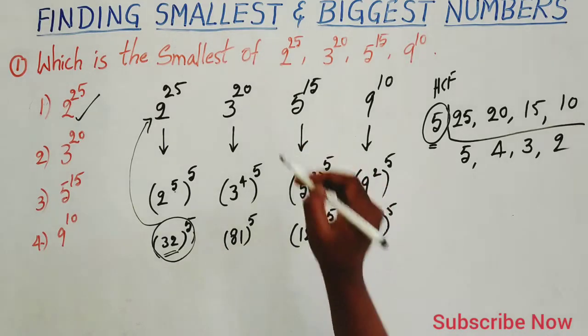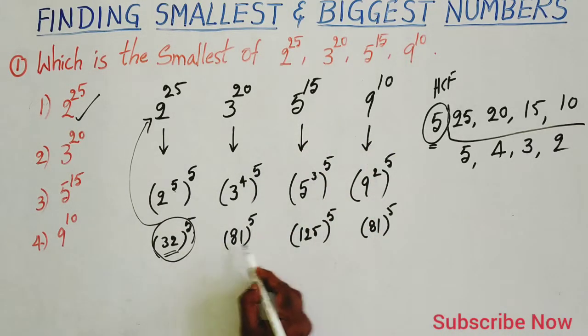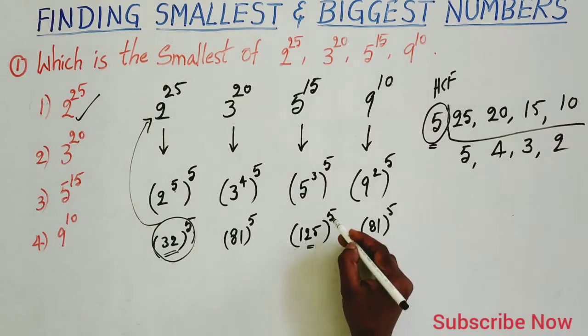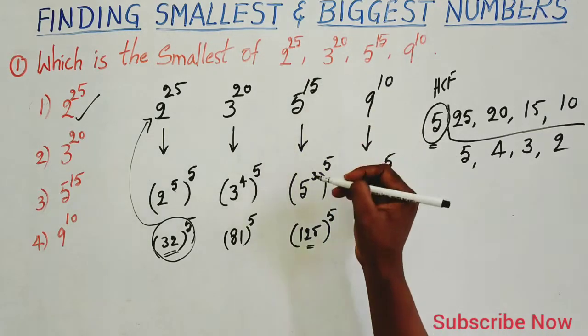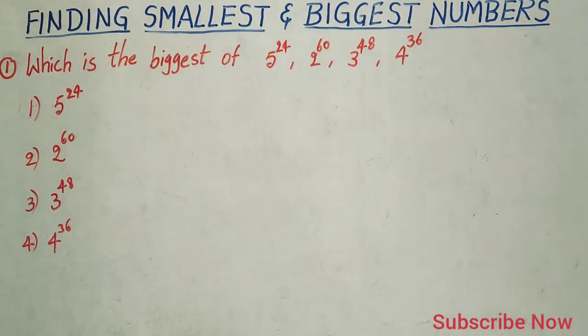Suppose if in this question, what is the biggest number? So among these, what is the biggest? 125. So 125 power 5 comes from 5 power 15. So 5 power 15 is the biggest number. So now let's see another one.